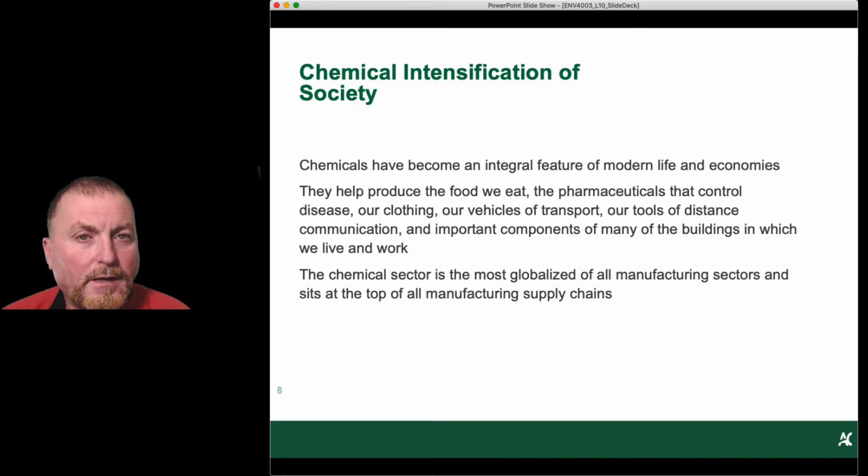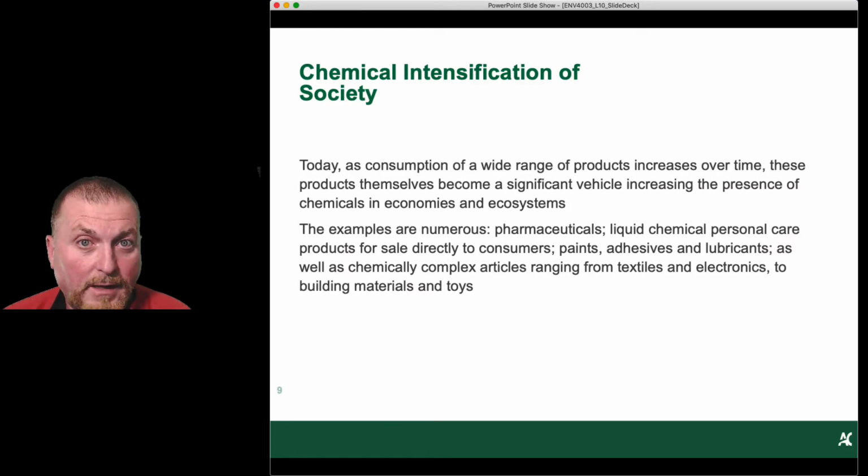There's no question about it, right? We all have tons of it in our houses, from our computers to our clothing to our cleaning agents to our pharmaceuticals, you name it. It's a huge global industry, and it's the most globalized of all manufacturing sectors and sits at the top of all manufacturing supply chains. So the chemical sector is gigantic, and we continue to chemically intensify our economies each and every day.